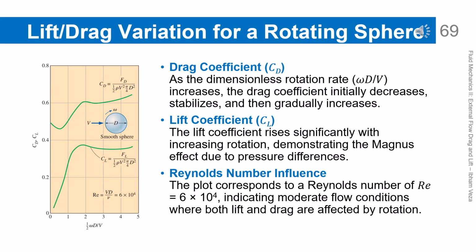Lift and drag variation for a rotating sphere. As the rotation rate increases, the lift coefficient rises significantly due to the Magnus effect. The drag coefficient initially decreases, then becomes relatively stable, and finally increases again. This behavior shows a complex interaction between rotation and the main flow. The graph is shown for a Reynolds number of about 6 times 10 to the fourth. This example is important for understanding the behavior of spinning balls in sports and engineering.